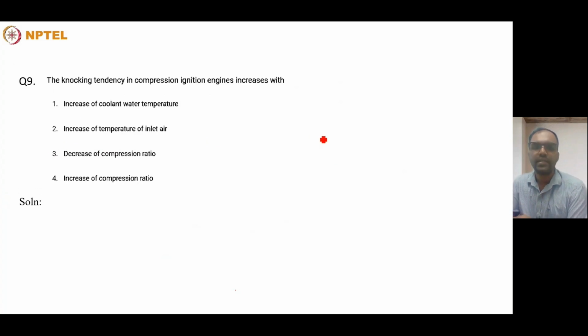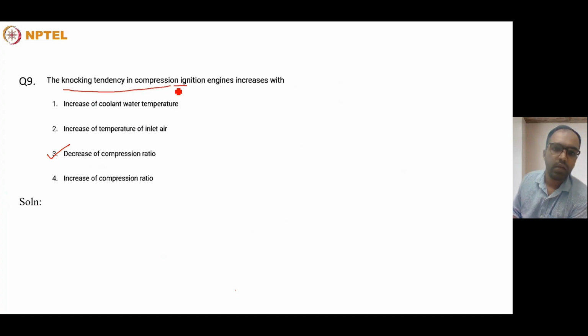The knocking tendency in the compression ignition engine increases with the increase of coolant water temperature, increase of temperature of inlet air, decrease of compression ratio, or increase of compression ratio. So the answer to this problem is decrease of compression ratio. Knocking tendency in a compression ignition engine increases with the decrease in compression ratio.